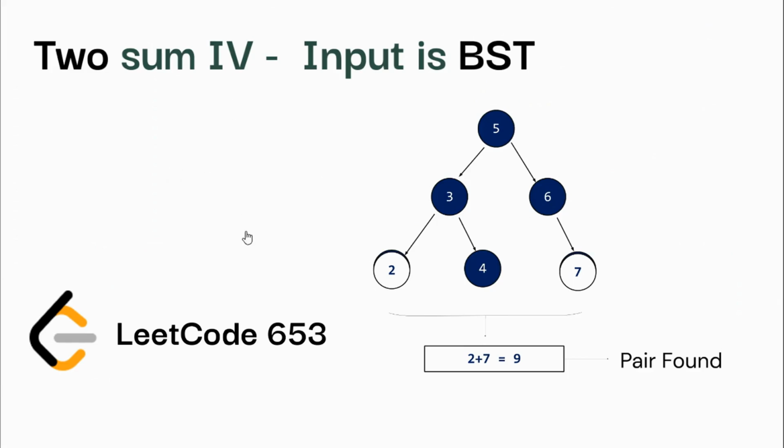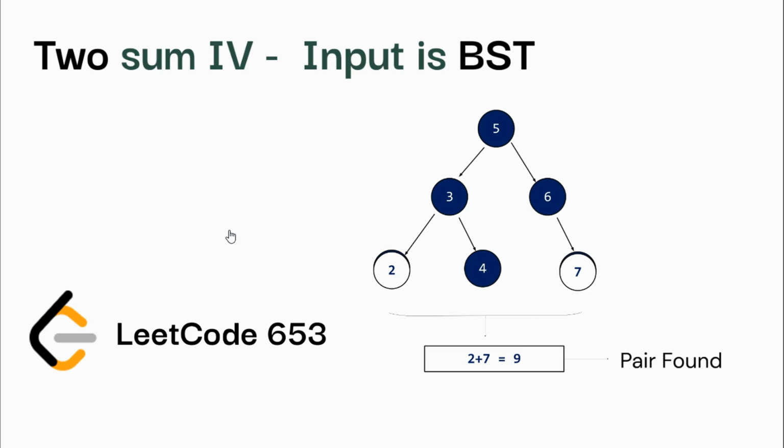Today we'll see a problem from the binary search tree topic. So here what you have to do: you are given a binary search tree and an integer key. You have to find two nodes. If you sum their node values, it is equal to k. If you get these two node values, just return true, else return false.